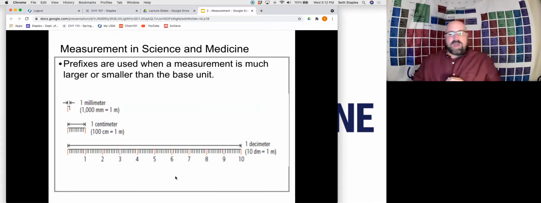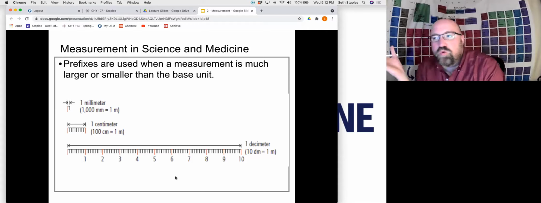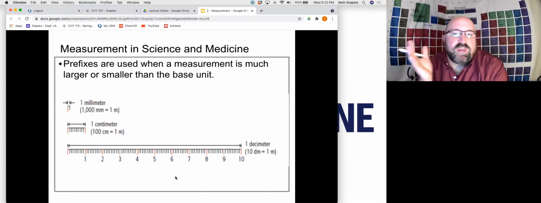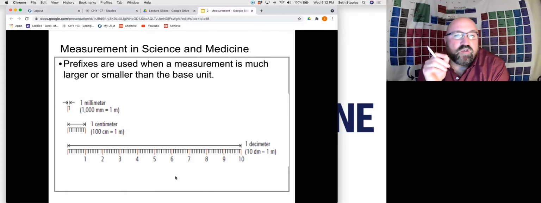As we mentioned, measurements can have a huge wide range in which we might find them. And so it's convenient for us to have a way to express really, really large measurements, and really, really small measurements, much larger or much smaller than those base units.